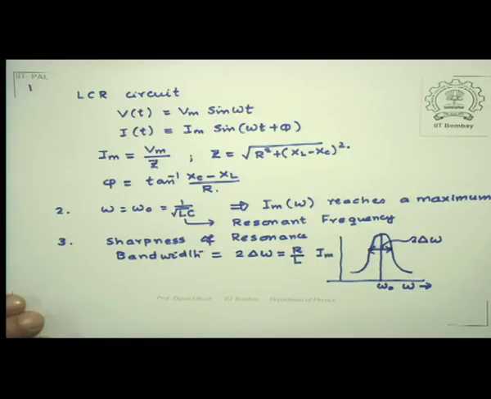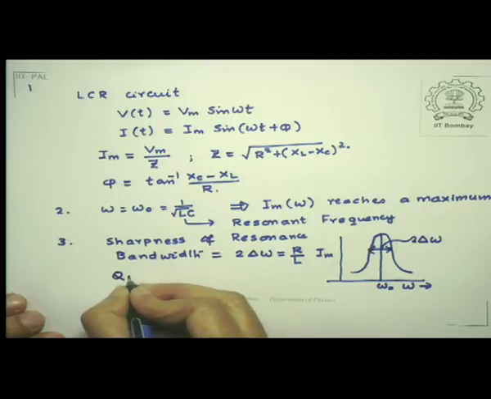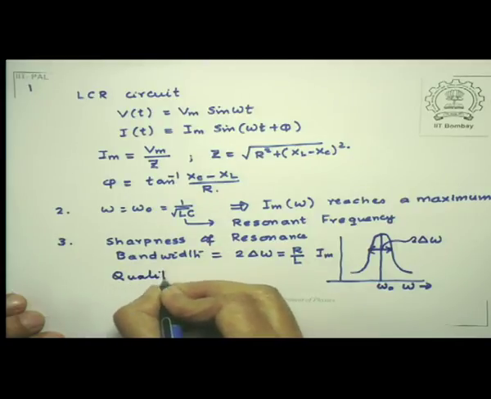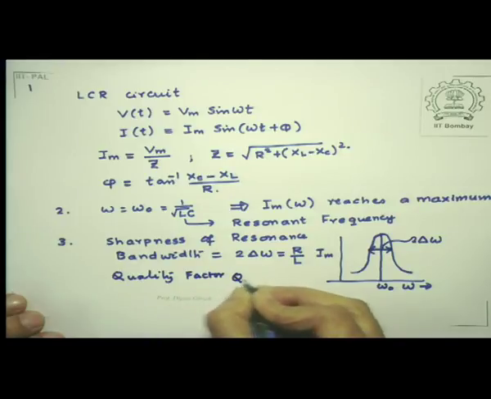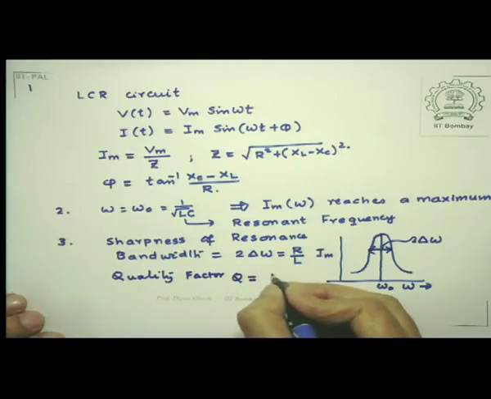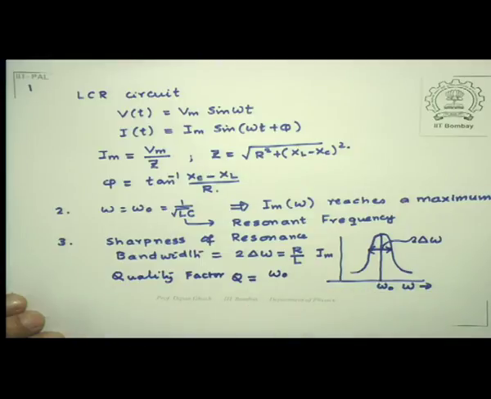Another measure of the sharpness of resonance is given by what is known as a quality factor, simply written as Q, that's equal to omega 0 divided by 2 delta omega. So it is omega 0 L divided by R.